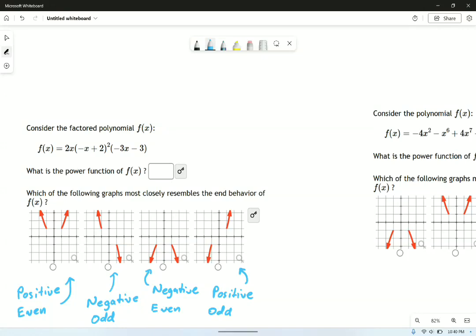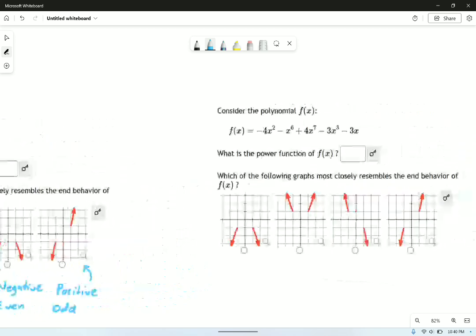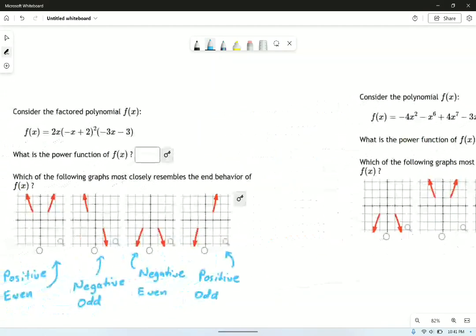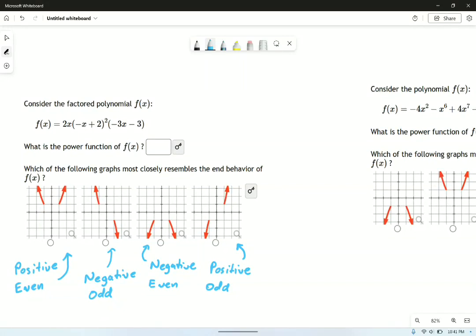The topic today is graphing polynomial functions. And you see I have two situations here. I have a polynomial on the left side of the screen, which is in factored form. I have another polynomial on the right side of the screen, which is not in factored form. And we're going to talk about how you would get an idea of what shape that graph would be.